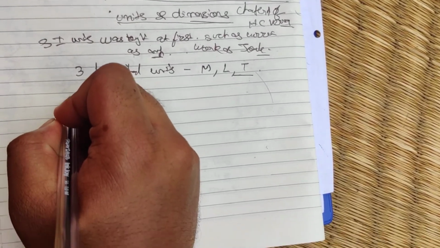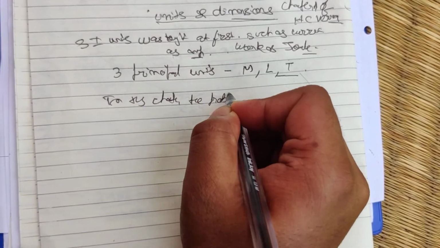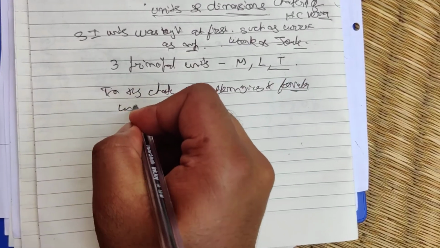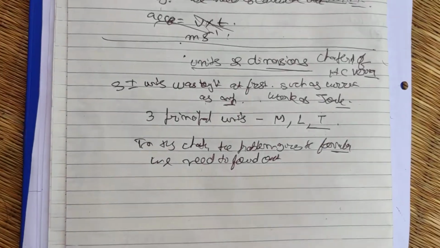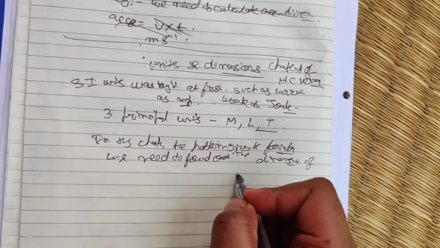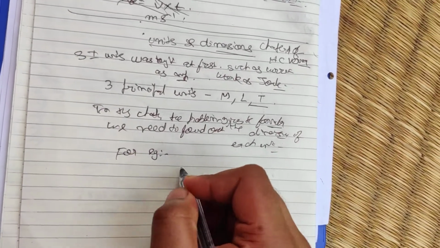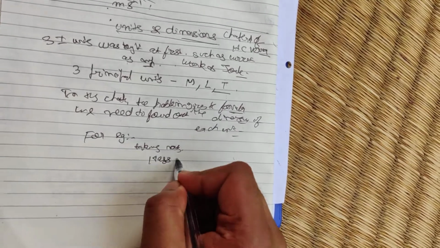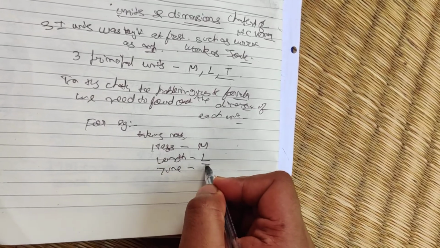So in this chapter, the problem gives the formula, and we need to find out the dimension of each unit. For example, taking the basics, mass is represented as M, length is represented as L, and time is T.